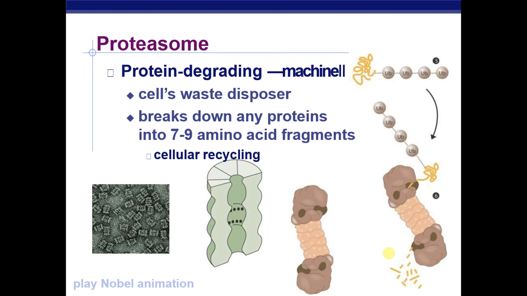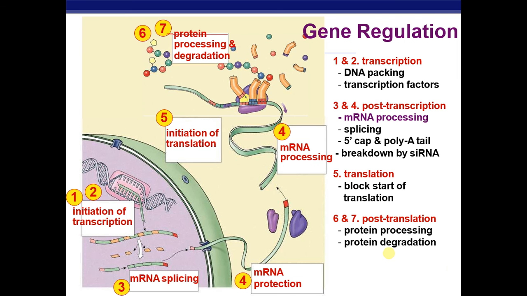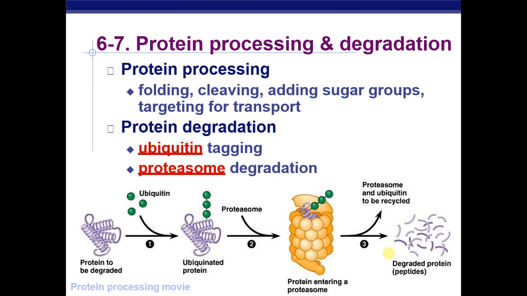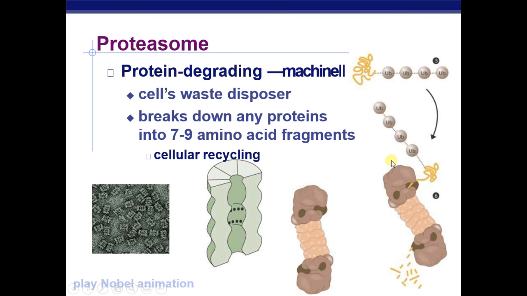So a proteasome is a protein degrading machine. It's basically the cell's garbage disposal, and it breaks down proteins into small strands of 7 to 9 amino acids that can then be used and recycled to make other proteins. And usually ubiquitin, which is this chemical complex, is the tag that designates a given protein to go to the proteasome and be broken into pieces.